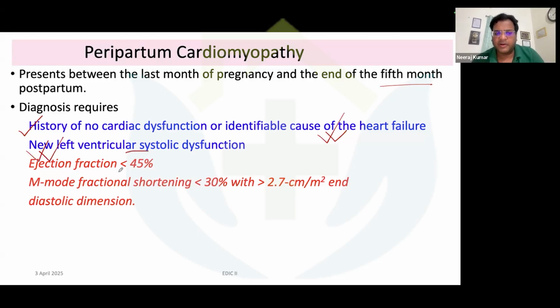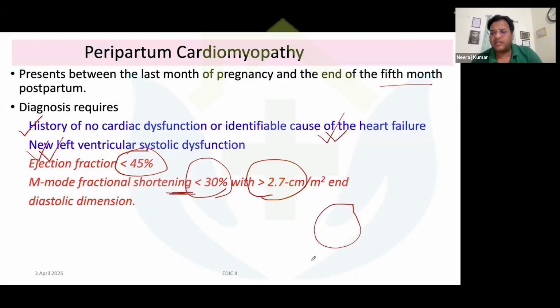Because of that, the EF will decrease, the EF will go below 45%, and when you do a Doppler or look at the echo, the M-mode fractional shortening will be present. And how much shortening will be there? It is less than 30%. And then the end-diastolic dimension will be more than 2.7 centimeter per meter square. So your EDD and your fractional shortening will also be there on M-mode.